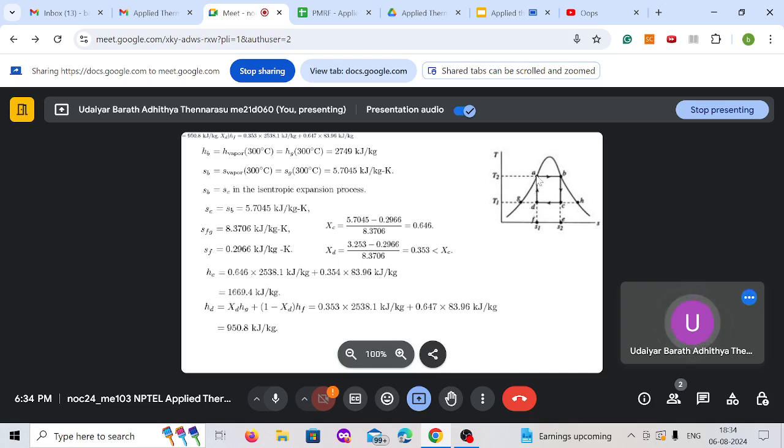which will be equal to entropy at state A, which will be 3.253.